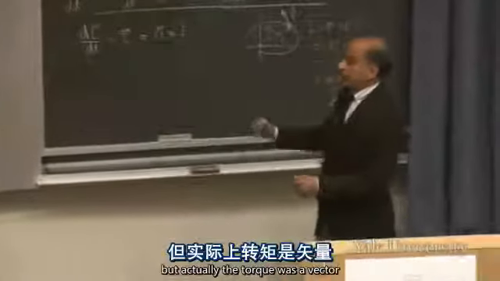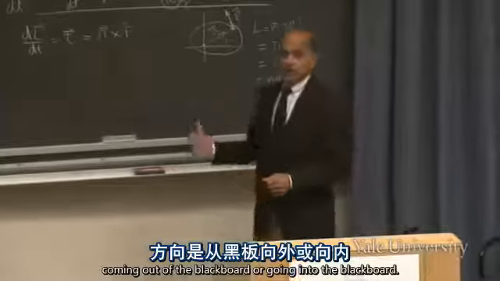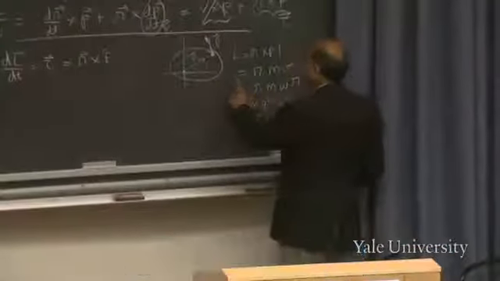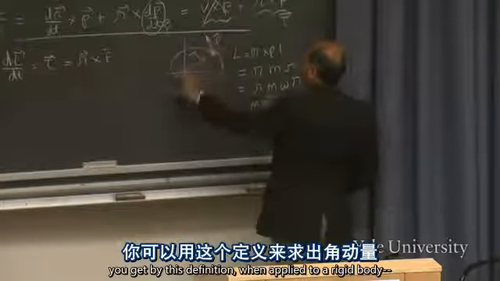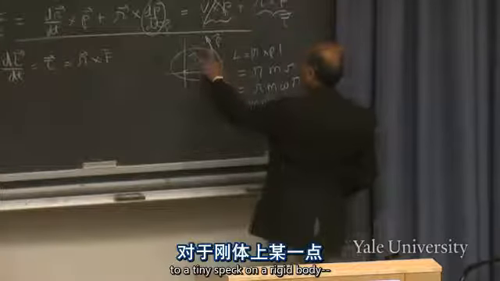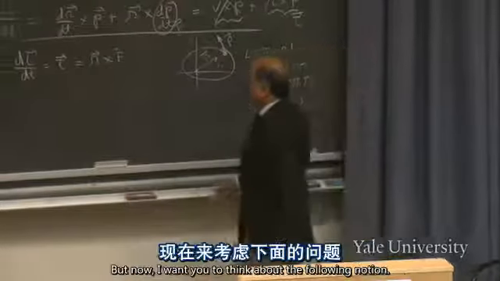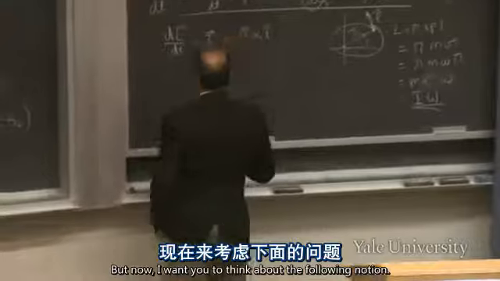But actually the torque was a vector coming out of the blackboard or going into the blackboard. Next, I've shown you that the angular momentum you get by this definition, when applied to a tiny speck on a rigid body, is the same as the angular momentum we've been using. But now I want you to think about the following notion.